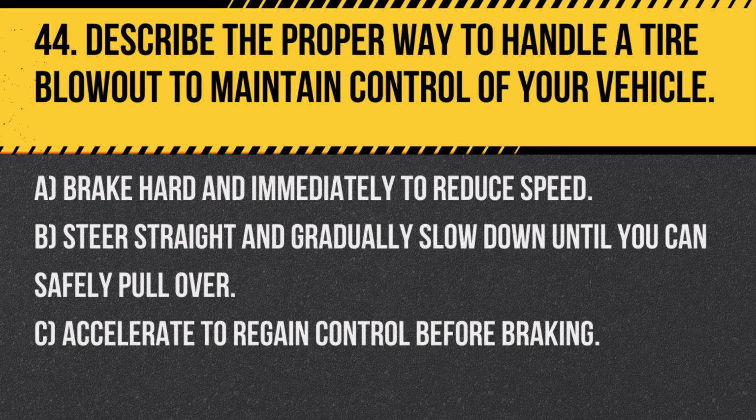Question 44. Describe the proper way to handle a tire blowout to maintain control of your vehicle. A. Brake hard and immediately to reduce speed. B. Steer straight and gradually slow down until you can safely pull over. C. Accelerate to regain control before braking. Answer. B. Steer straight and gradually slow down until you can safely pull over. This helps maintain control and prevent a crash.